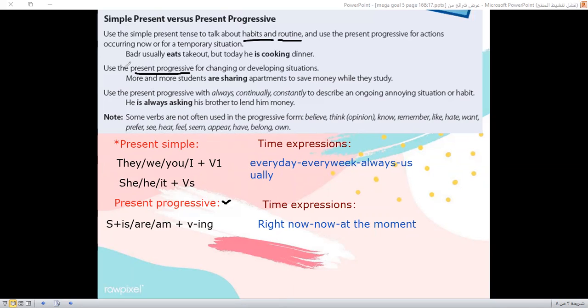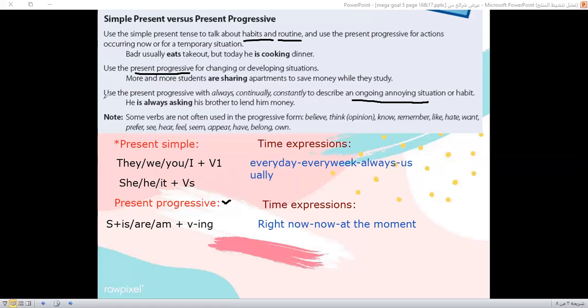I can also use the present progressive with always and constantly to describe an ongoing annoying situation. Always, I use it with the present simple, but sometimes if the situation that I have is ongoing, meaning it still exists, then you're going to use the present progressive. For example, he's always asking his brother to lend him money. If he is still, up to this moment, asking his brother, then you're going to use the present progressive. Okay.